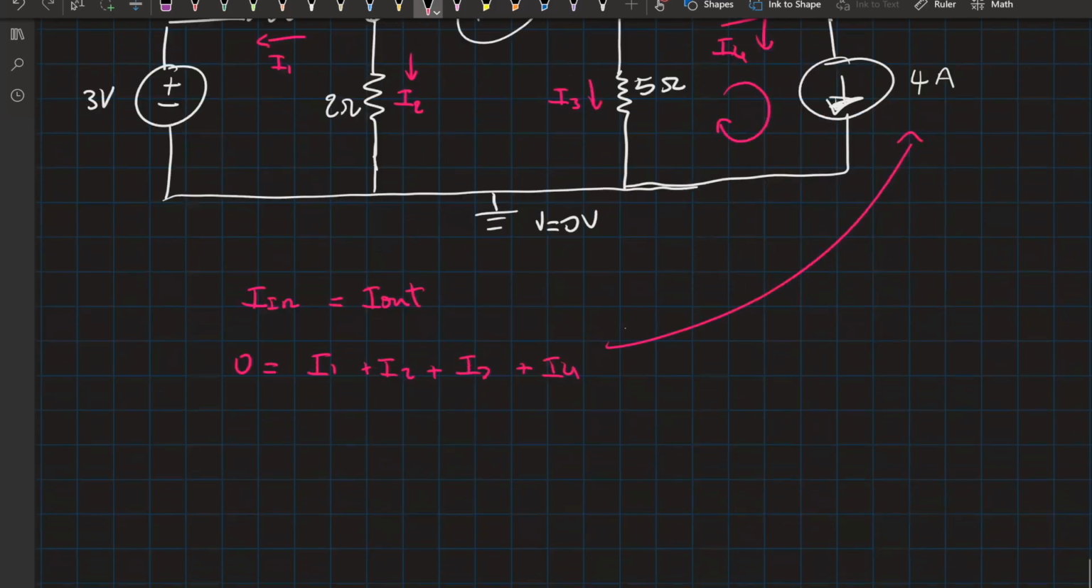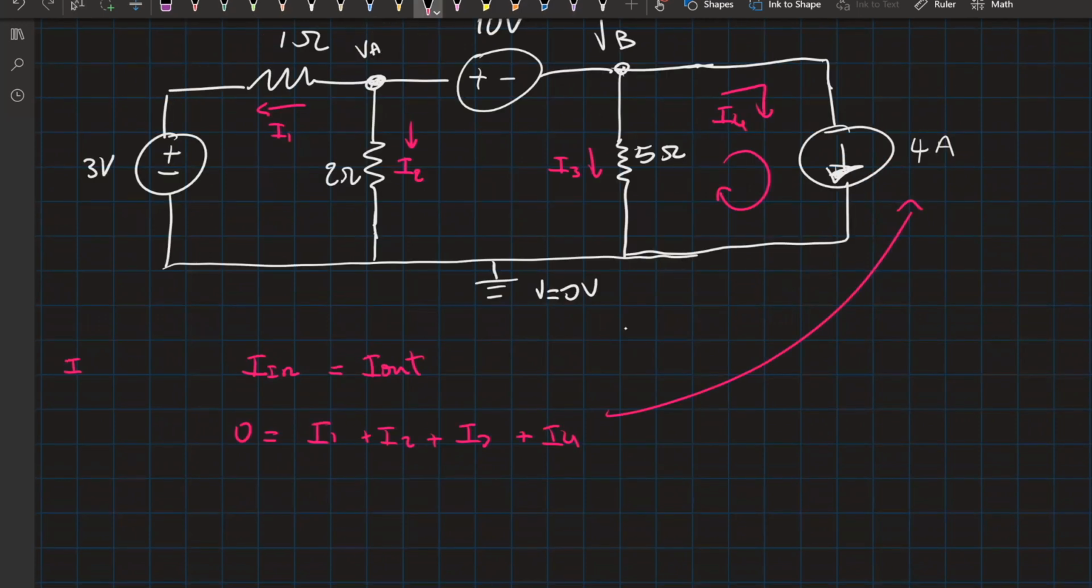And now we can use Ohm's law that states that current is equal to voltage over resistance. For I1, we have a voltage of VA minus 3 volts minus 0, which is ground, over the resistance of 1 ohm. And we can do the same for I2. We'll have VA minus 0 over 2. For I3, we'll have VB minus 0 over 5. And we have I4, which is 4 amps.